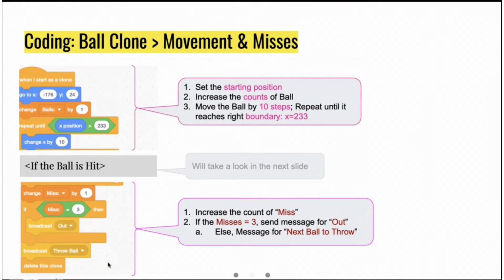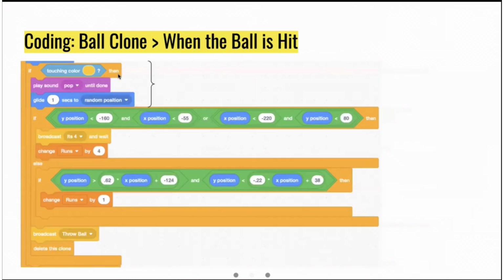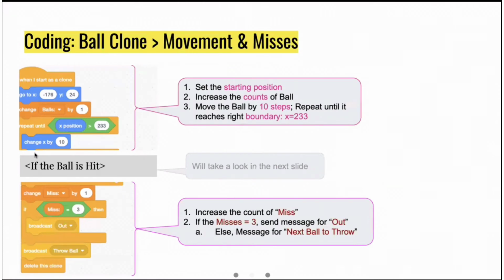You see that there is a message which would be sent to all the other sprites that it's the end of the game. Or if it is a hit and the action is complete, then it's the next ball to be thrown, right? So these are the two things which are happening right here. Now coding for the hit was done.